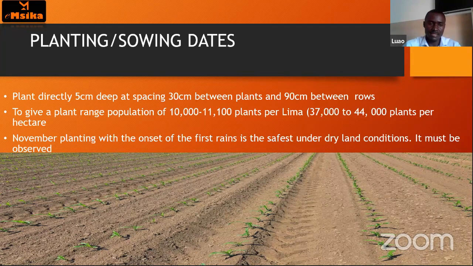And you have to make sure that by this time, November, before even the onset of rains, everything such as herbicides, pesticides, seed, and fertilizers must be ready. They must be ready, and they have to be near the farm so that the business can start.